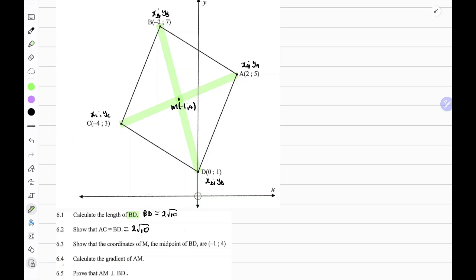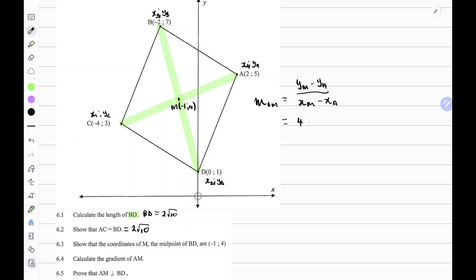So the next question says calculate the gradient of AM. So they want us to calculate the gradient for this line here. So we need to apply the gradient formula. So notation is very important. Small letter m, AM, gradient of AM is equals to change in y, which is YM minus YA, over change in x, which is XM minus XA. So now we can just substitute.